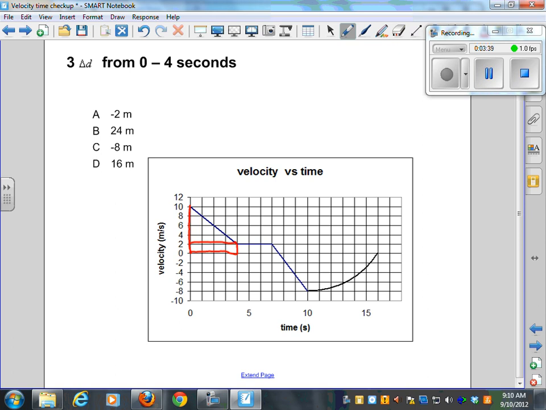Okay, so we're talking about the area of that triangle and the area of the rectangle. The rectangle goes from 0 to 4, so it's 4 by 2. So the rectangle is 8. The triangle also goes from 0 to 4. From 2 to 10 is 8. 8 times 4 is 32. Divide that by 2 is 16. Why do I divide by 2? Because it's a triangle, and you should get 24. Was that the right answer?